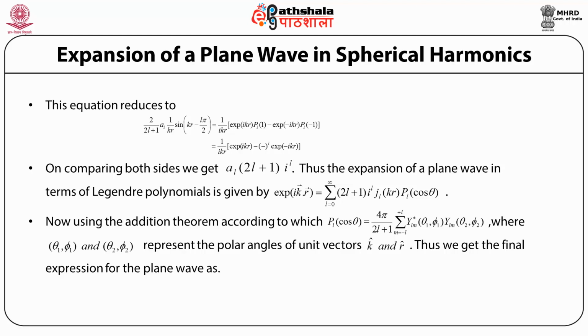Thus, we get the final expression for the plane wave as e^{i k·r} equals 4π sum over l equals 0 to infinity, sum over m equal to minus l to plus l, i to the power l, j_l(kr), Y_lm star(k), and Y_lm(r).